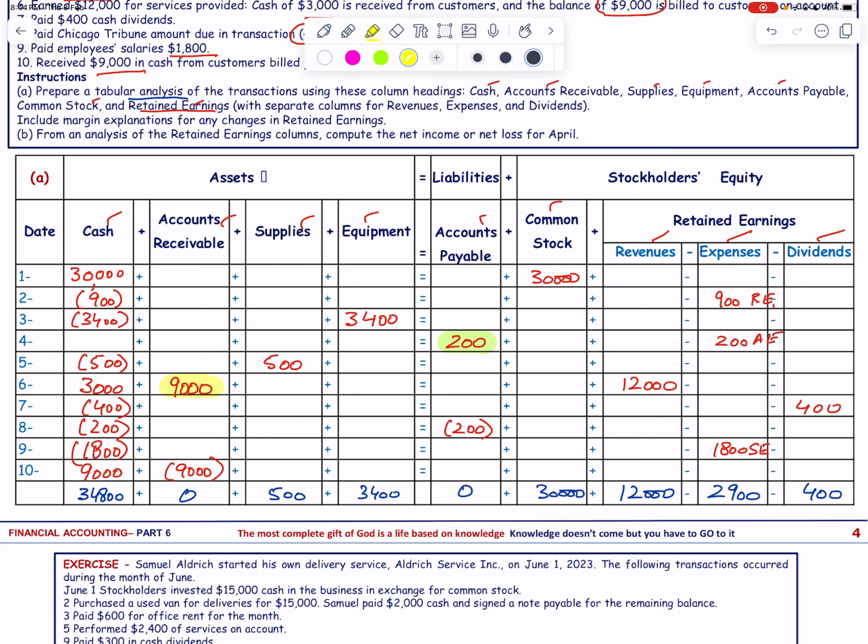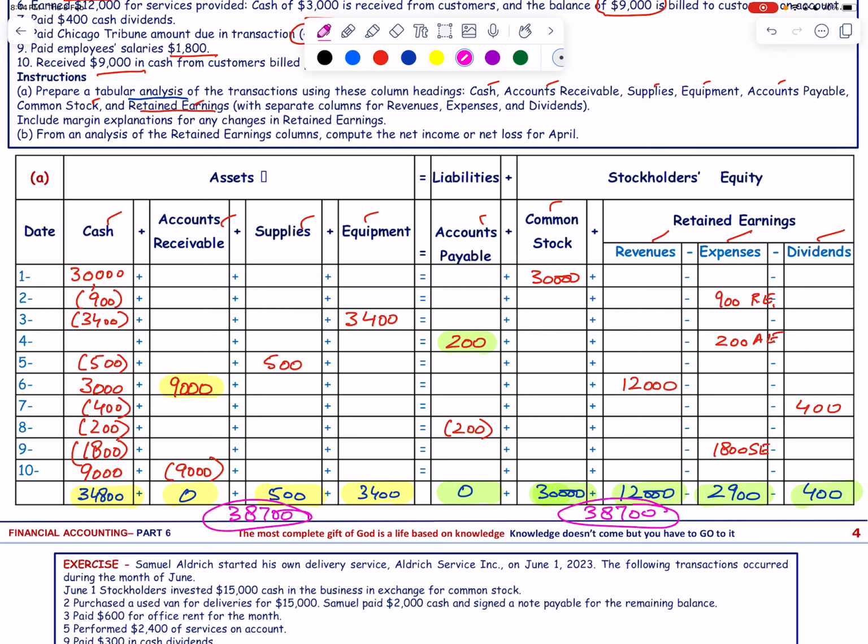So now let us make the total for the assets, and the total for the assets will be cash plus accounts receivable, supplies and equipment, and the total will be 38,700. For liabilities and stockholder equity, the total will be: obviously, accounts payable 0, common stock plus 12,000 minus expenses and minus dividend. So the total is going to be again 38,700, and the total of assets is equal to liabilities plus stockholder equity.